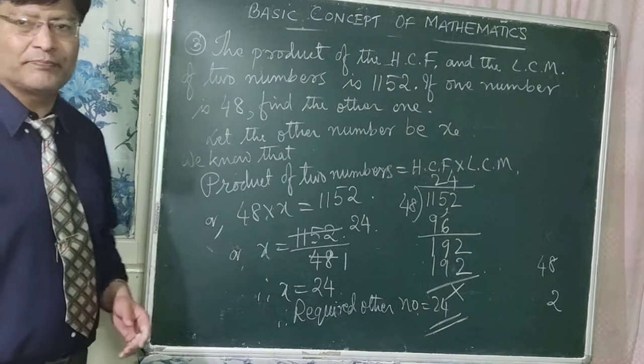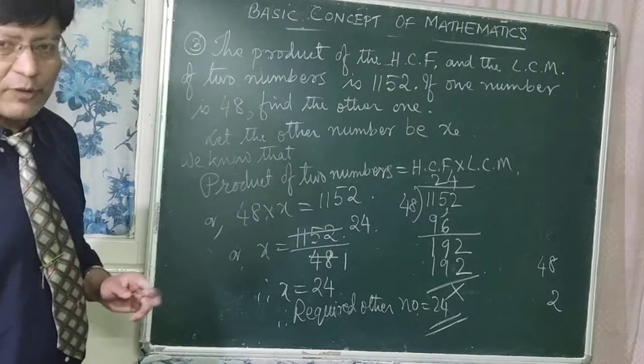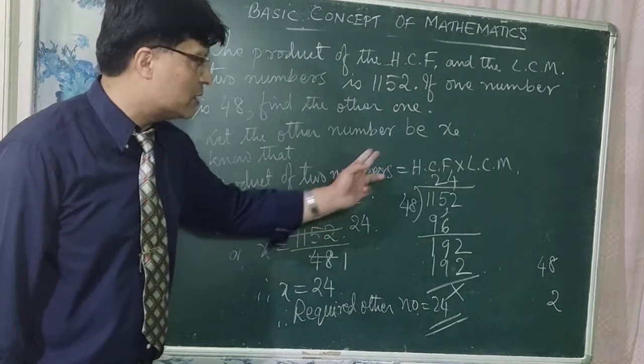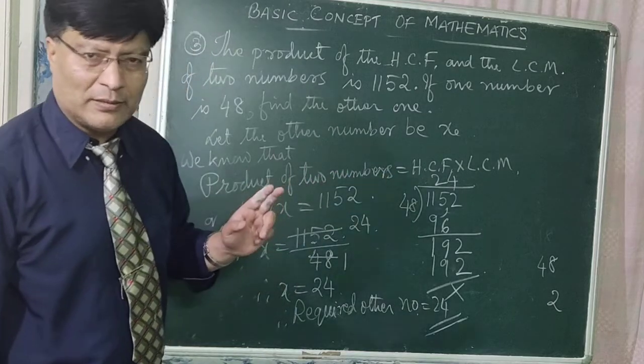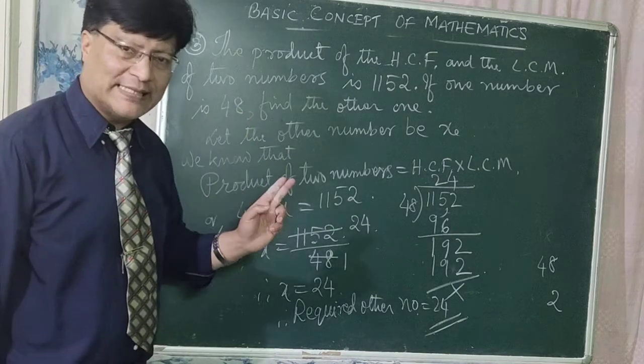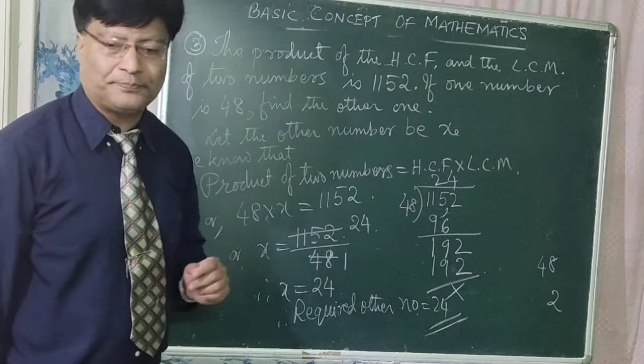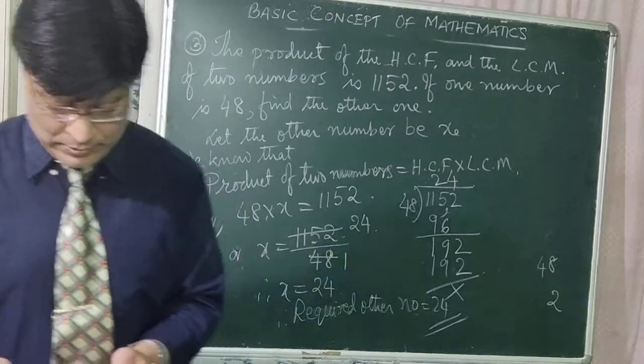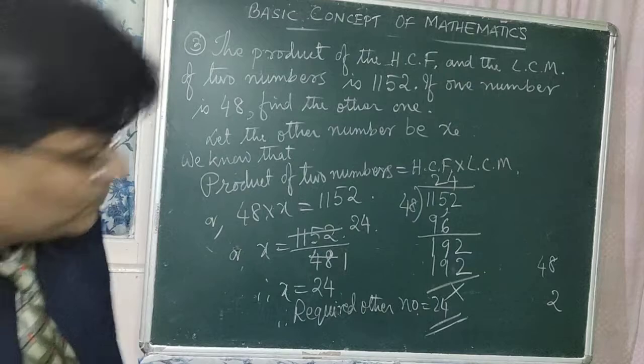So this is the method. So now the important formula is: product of two given numbers is equal to the product of their HCF and LCM. Now let us do question number 4.